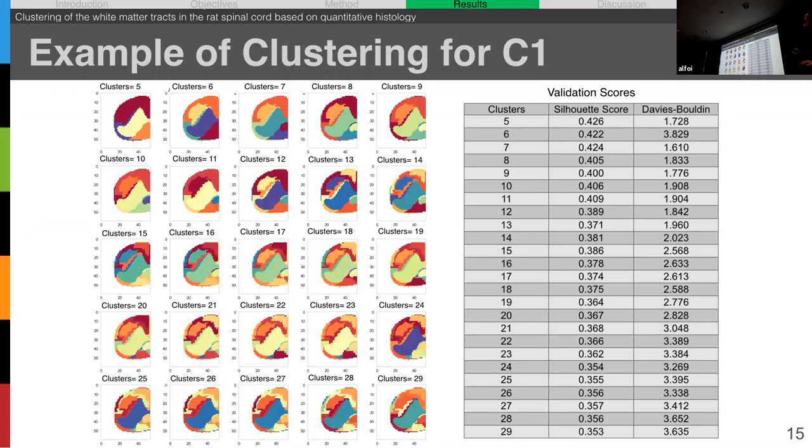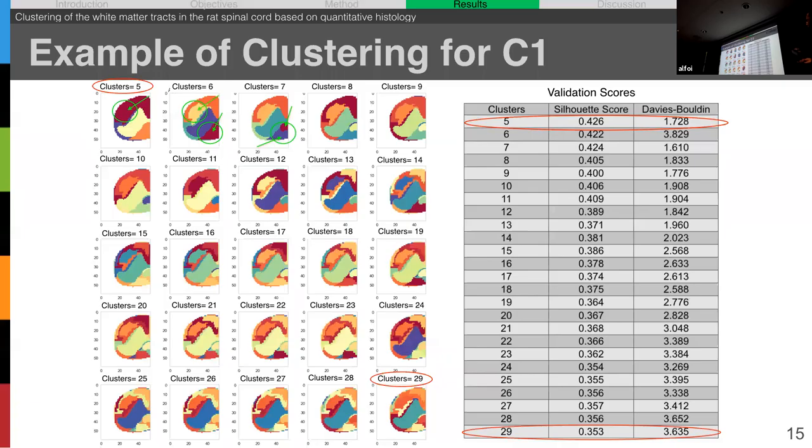We can take a look at an example of our clustering outputs. Like I mentioned, we went from 5 to 29 clusters. What we were investigating here is the evolution of the clusters as we increase, to see where they end up going and how they separate as we go from 5 to 29.